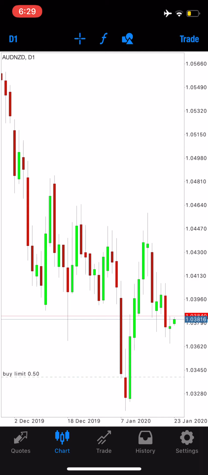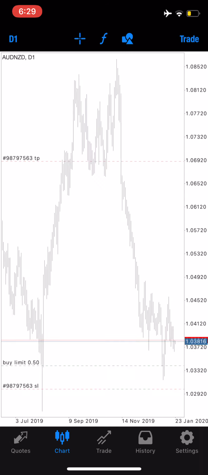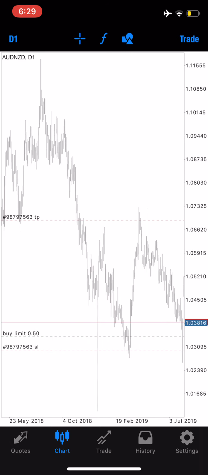So you see where it marked buy limit 50. The trade would enter a half a lot because it's 0.5, which is $5 a pip at that price, right? If we zoom out, we'll see the take profit at the top here, right? We zoom out some more, we'll see the stop loss at the bottom there, right?